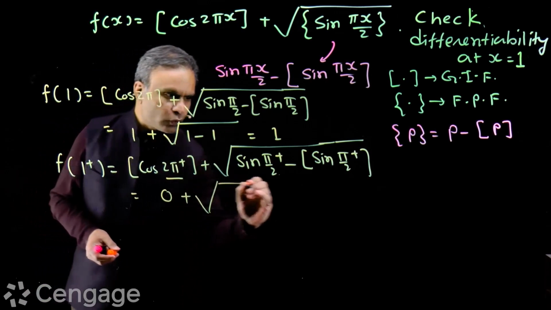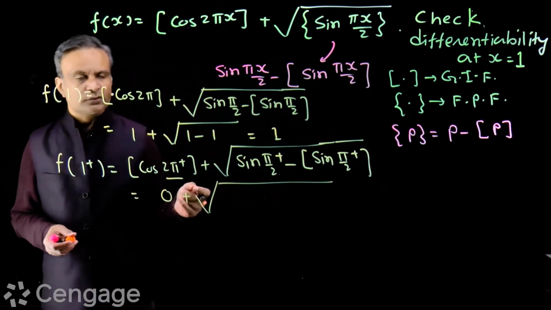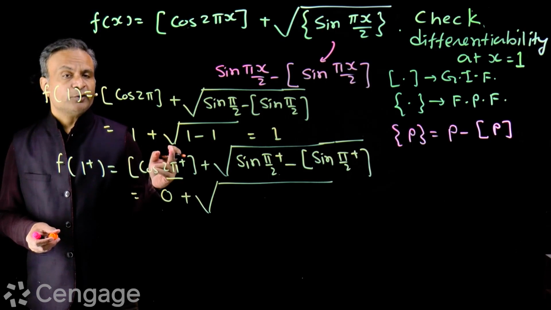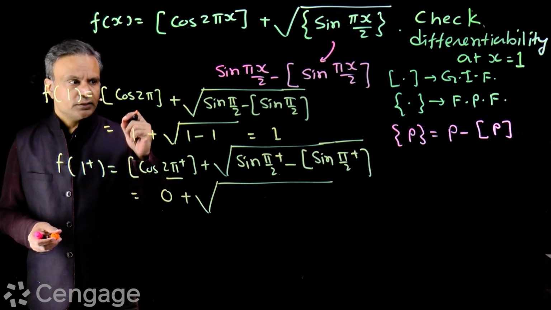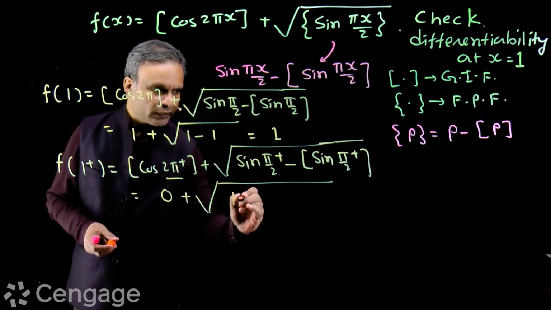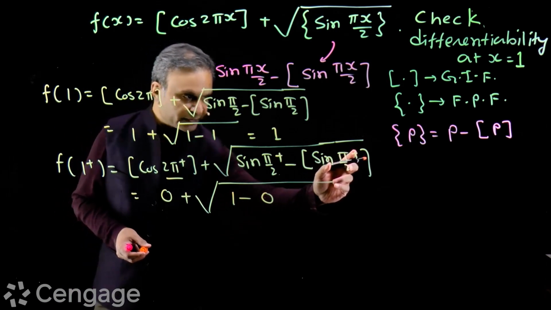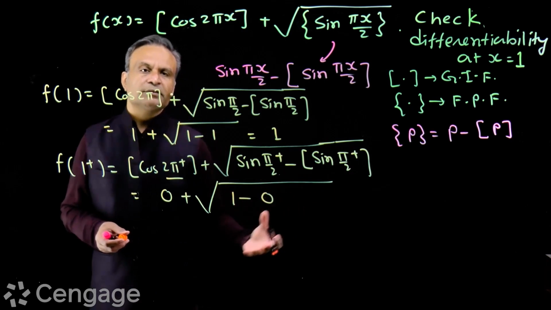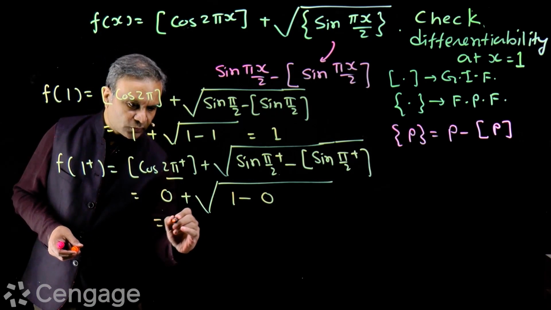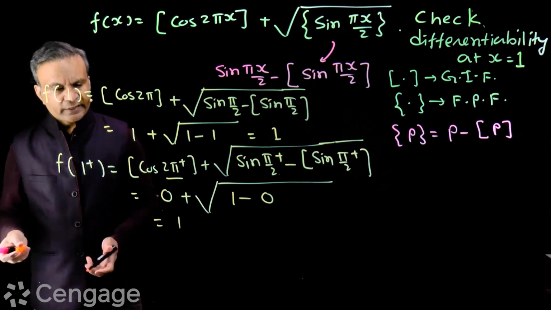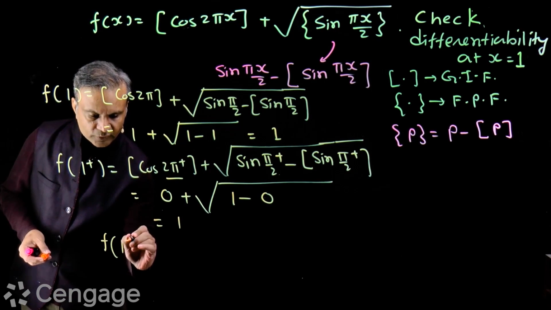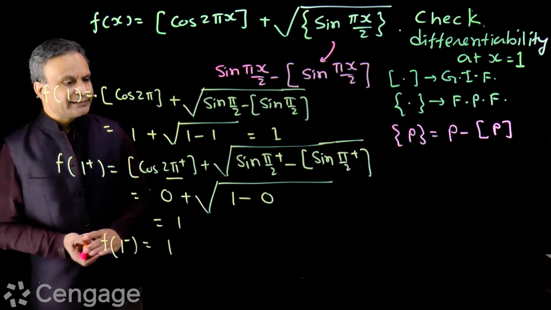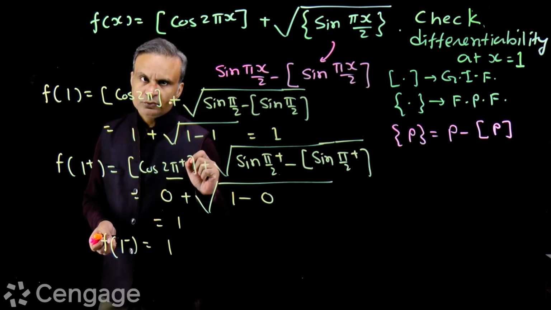The value of sin(π/2)+ will also be less than 1. Sin(π/2) is 1, but sin(π/2)+ is slightly less than 1. So we have here 1 minus 0, since the greatest integer of a value slightly less than 1 is 0. So this is also 1. Similarly, the value of f(1-) will also be 1. So the function is continuous at x = 1.